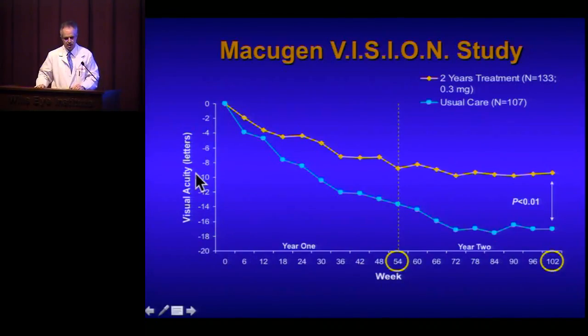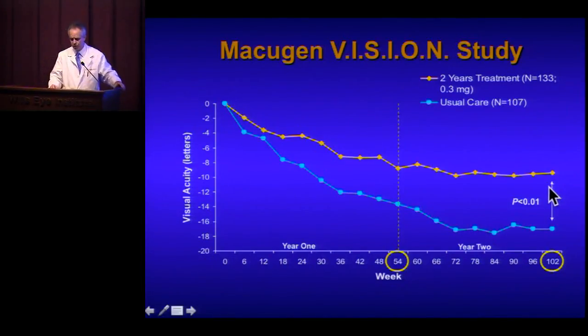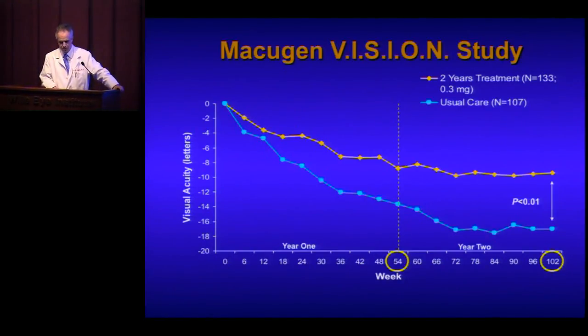Baseline, you can see these are minus letters, and you can see the natural course, so-called usual care, was a mix of observation and photodynamic therapy. And it was statistically significant and led to FDA approval and use, but it still fell short of expectations. People expected something better than photodynamic therapy.